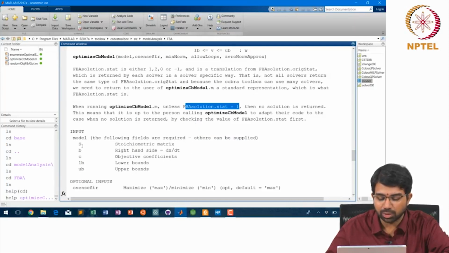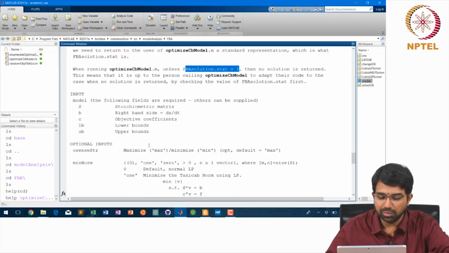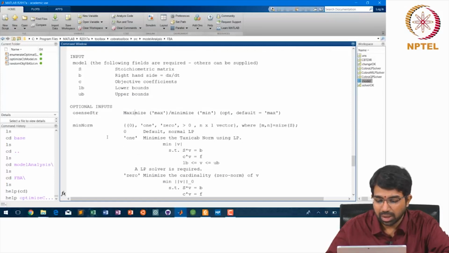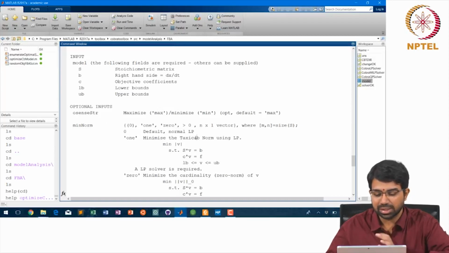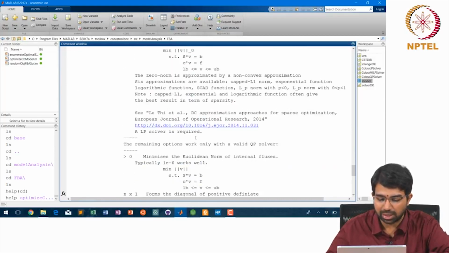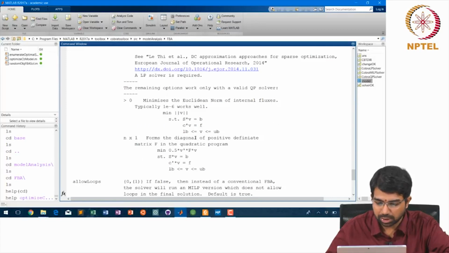What are the inputs? I think you know it very well by now. The stoichiometric matrix, the right hand side usually zeros, objective coefficients, lower bound, upper bound. And which way do you want to optimize it? You want to maximize biomass function, or you want to minimize ATP uptake or whatever, and so on. There are interesting concepts about min norm and so on, and I think I will dwell on this a little later. Let us keep things simple for today's first lab on the COBRA Toolbox.